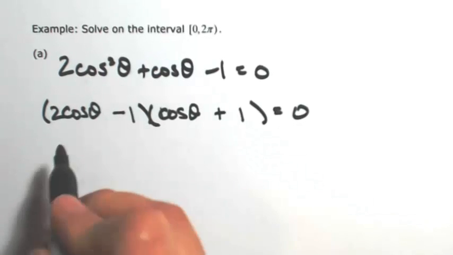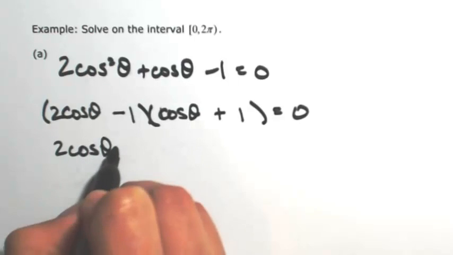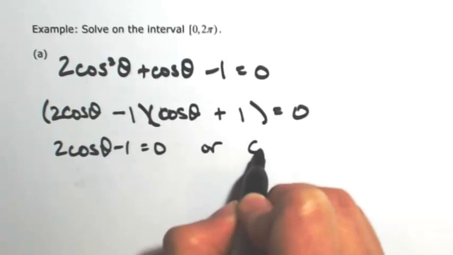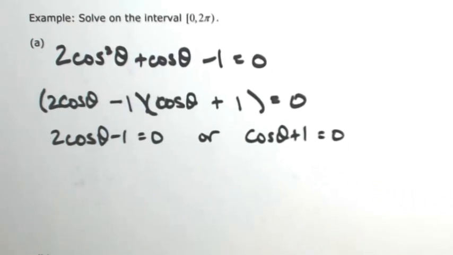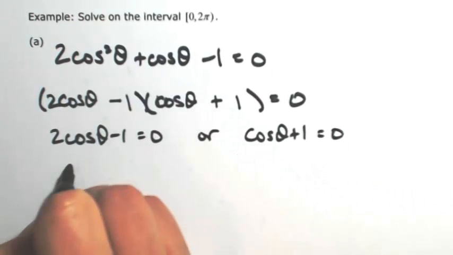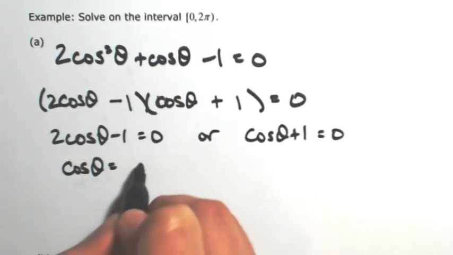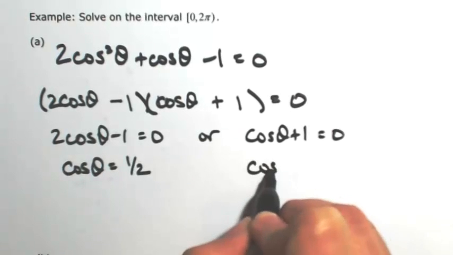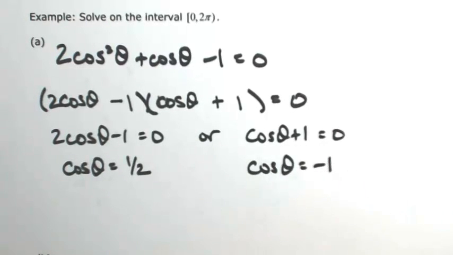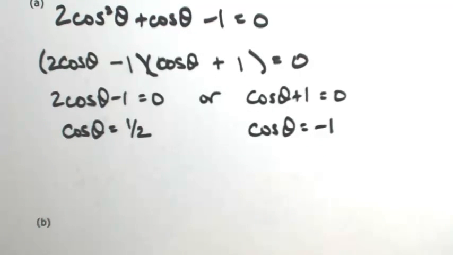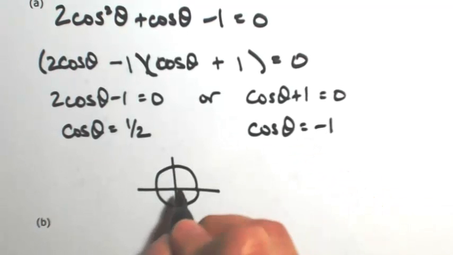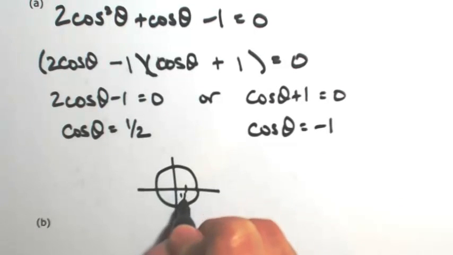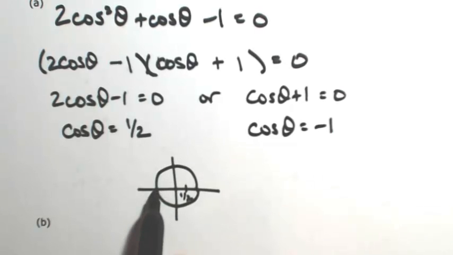Okay, so now that it's factored, I'm going to set each factor to 0. And then solve each equation. So getting cosine of theta by itself, the first one gives me 1/2. The second one gives me negative 1. So I'm looking at a unit circle where the x-coordinate is 1/2 or negative 1.